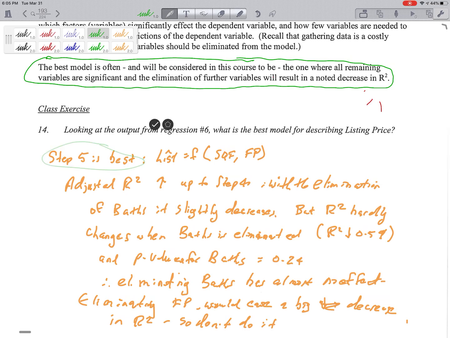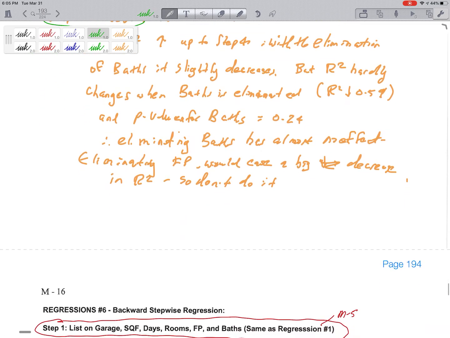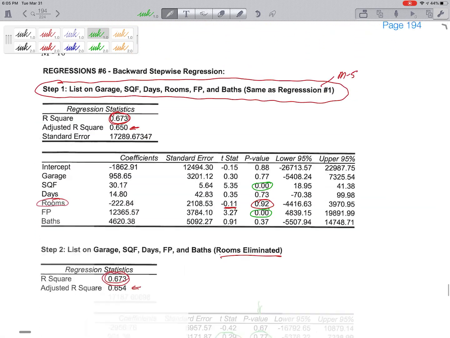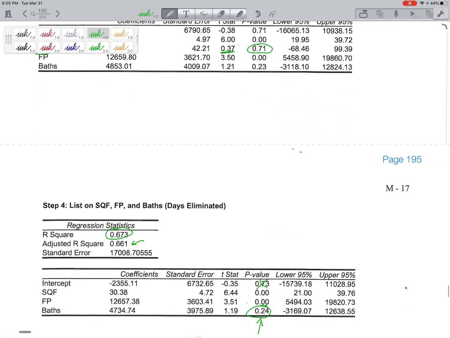So what we end up with then is that step 5 is the best here then, where we've got square footage and fireplaces in. So that's how you do stepwise regression.